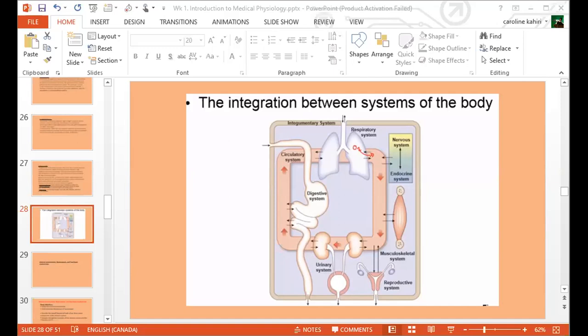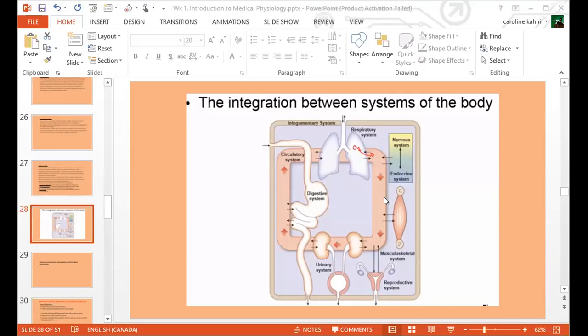Okay, so now today's topic, you can see what I have. Have I shared? Are you able to see my screen? Yes. So you can see the slide that I have talking about the integration between the systems. The systems don't work in isolation. There is always an overlap.